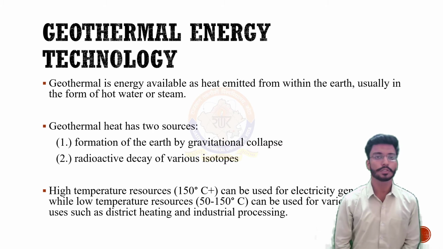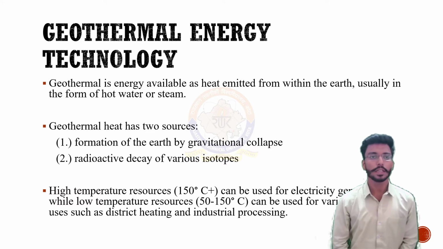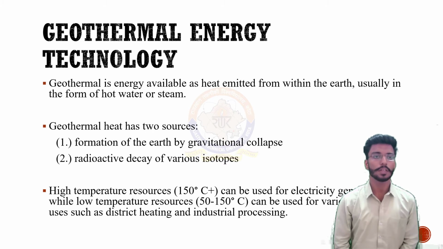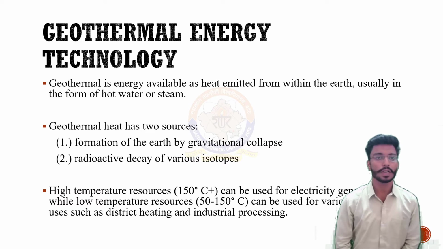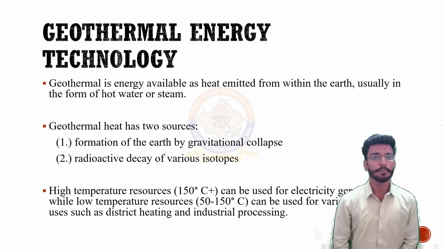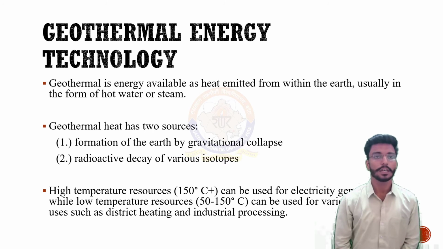Geothermal heat has two sources. The original heat produced from the formation of the earth by gravitational collapse, and second, the heat produced by the radioactive decay of various isotopes. High temperature resources, about 150 degrees Celsius and above, can be used for electricity generation, while low temperature resources, 50 to 150 degrees Celsius, can be used for various direct uses such as district heating and industrial processing.